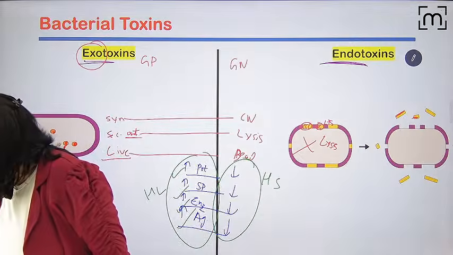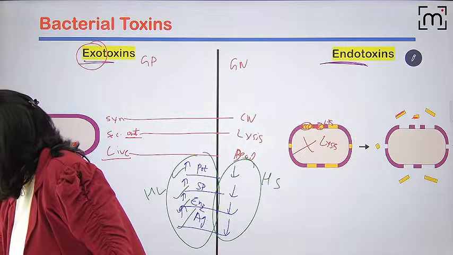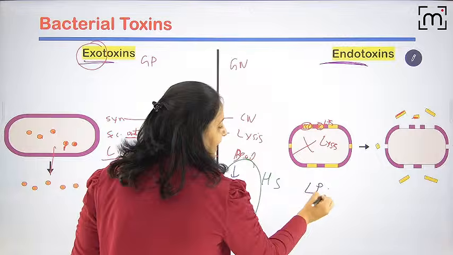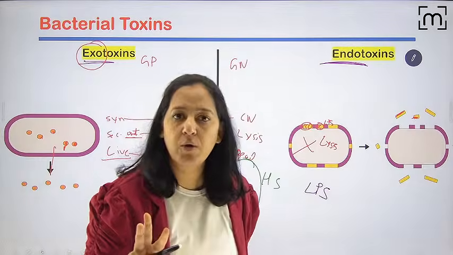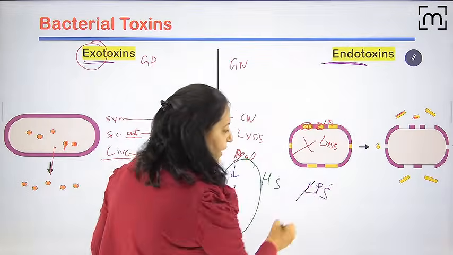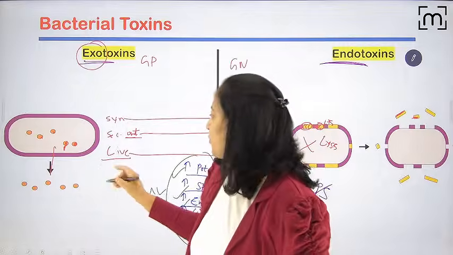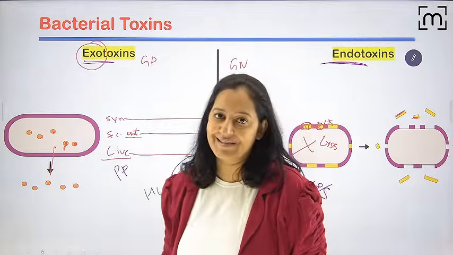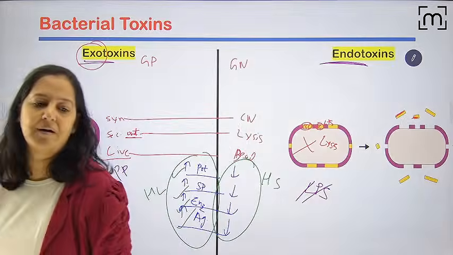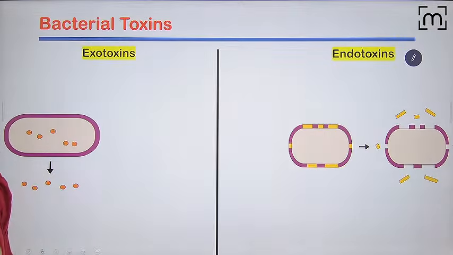The last thing, people, wait. Tell me their composition. This one is lipopolysaccharide, LPS. You know there are 3 macromolecules: lipid, carbohydrate, and protein. This one contains lipid and carbohydrate. Lipopolysaccharide, polysaccharide means carbohydrate. This one is protein, a polypeptide. This is LPS, this is PP. This is how you have to learn. Please learn all this. Now it will be very easy.